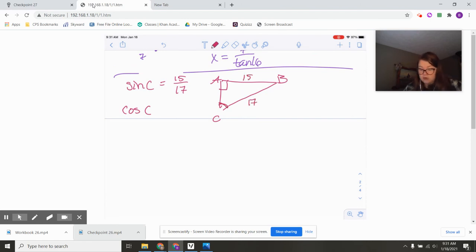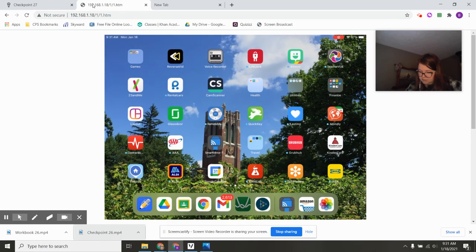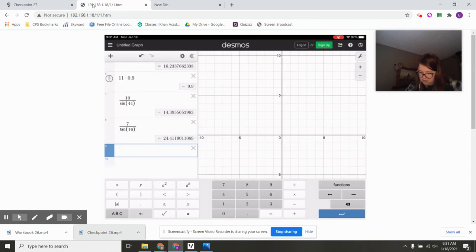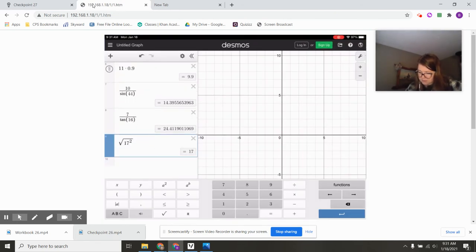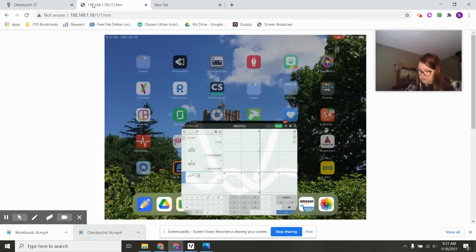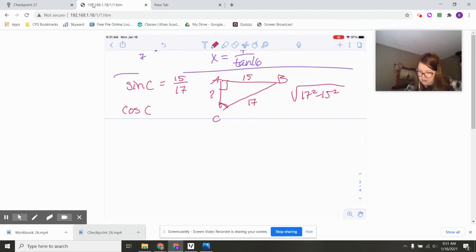And I can see that in order to find this one, I'm going to need to know that side. I can do the Pythagorean theorem, since I'm missing a leg. On lesson 26, I said you can do the square root of 17 squared, because I'm taking the hypotenuse squared, minus 15 squared. Doing that in my calculator, the square root of 17 squared minus 15 squared, I got 8. So coming back here, I get 8.